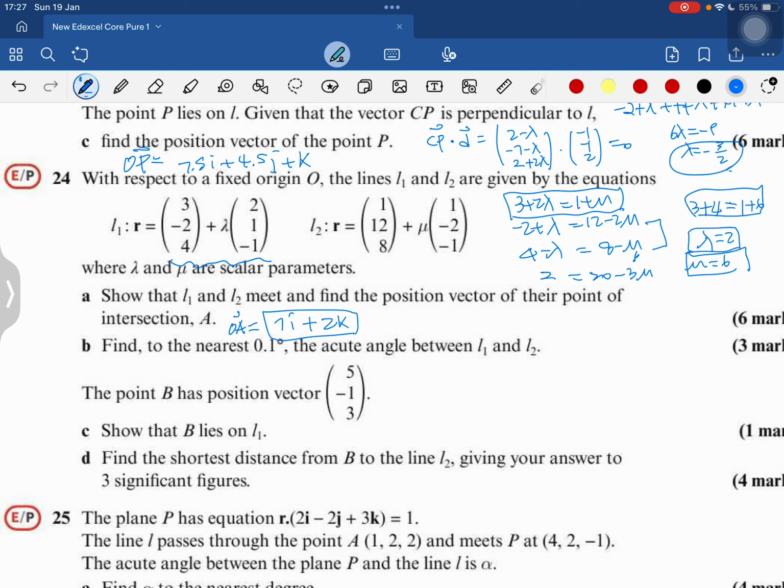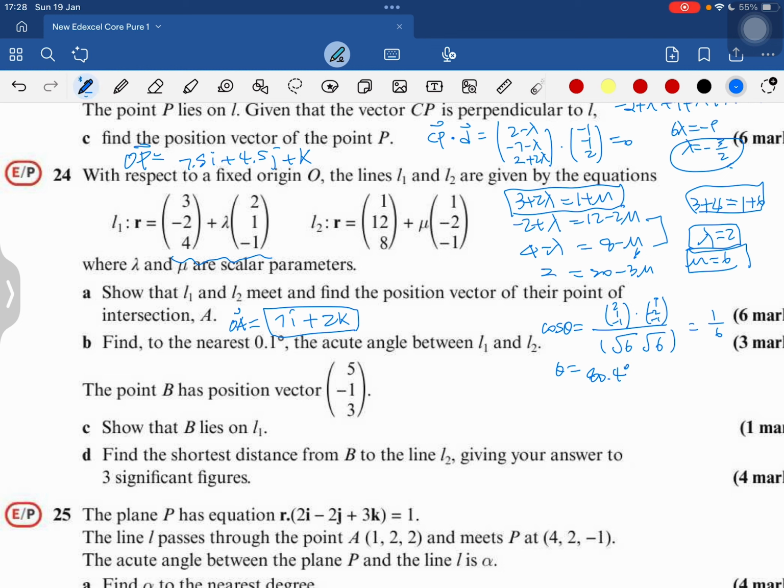And B, nearest 0.1, the acute angle between L1 and L2. So cos theta becomes 2, 1, minus 1, dot 1, 2, negative 1. And the magnitudes are the same, 4, 1, 1. So 2, negative 2, 1. 1 over 6. Therefore, theta becomes arccos of 1 over 6, 80.4 degrees.